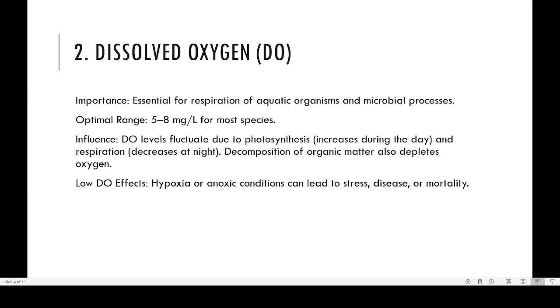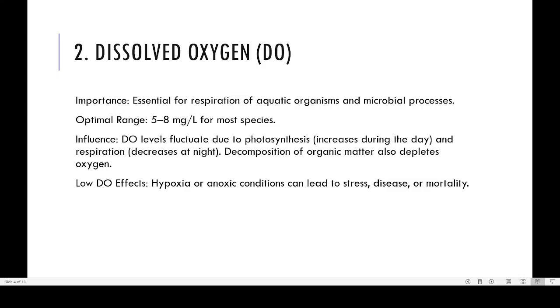Now the second factor is dissolved oxygen. Dissolved oxygen is sometimes known by the name DO. It is essential for respiration of aquatic organisms and microbial processes. For example, in an aquatic pond, different types of bacteria and other organisms may be present, but for all these organisms, dissolved oxygen is necessary. Normally, in a normal pond without any pollution or other problems, most of the time the dissolved oxygen level will be 5 to 8 milligram per liter. If it is in this range, that is suitable for the growth of most fishes.